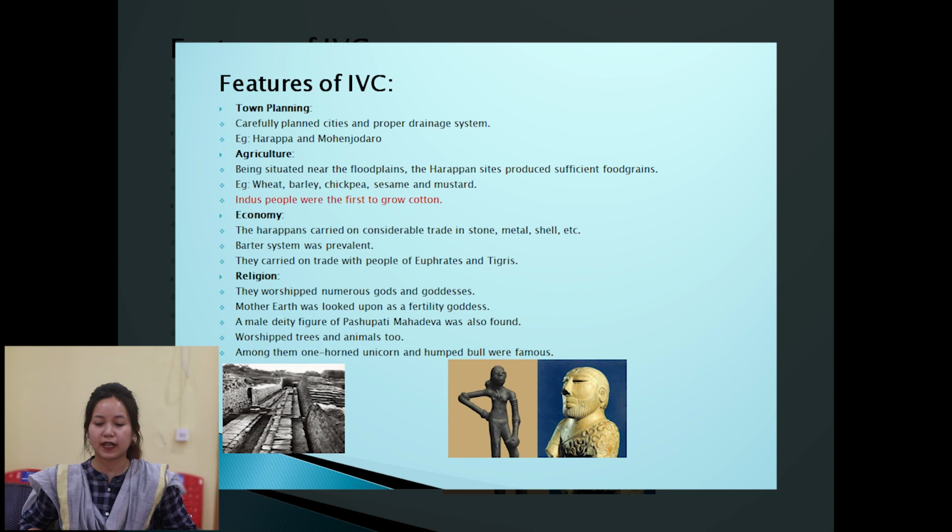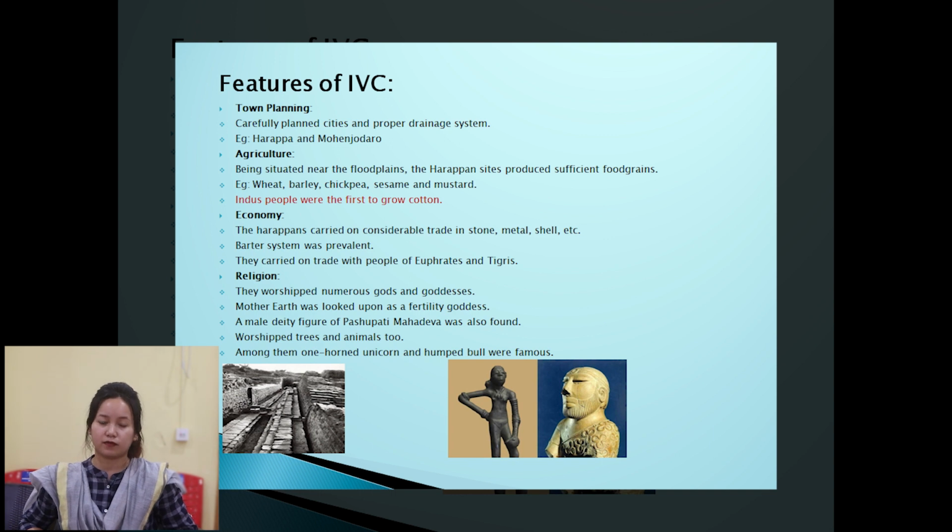Then next, a feature of the Indus Valley Civilization is its animal husbandry. During the Indus Valley Civilization, what kind of animals did people domesticate? It was found that people during that period domesticated animals like buffalo, pigs, goats and sheep, most probably. Then there are some evidences of animals like dogs which were also domesticated by the people.